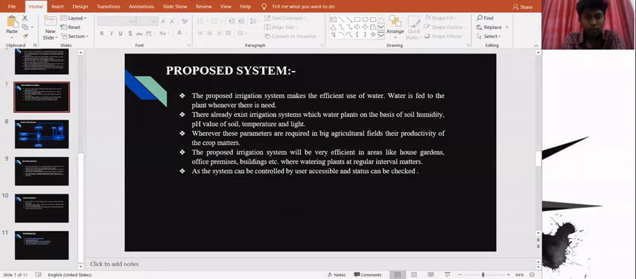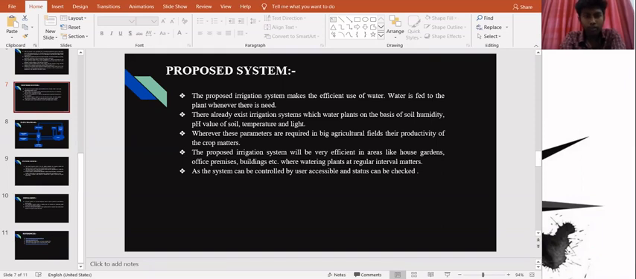So looking into the proposed system. The system we proposed makes efficient use of water. Water is fed to the plant whenever there is a need. By doing so, we can control the water usage. The next point is that there already exist irrigation systems which water plants on the basis of soil humidity, pH value of the soil, temperature, and light. So the system we proposed is the improved one.